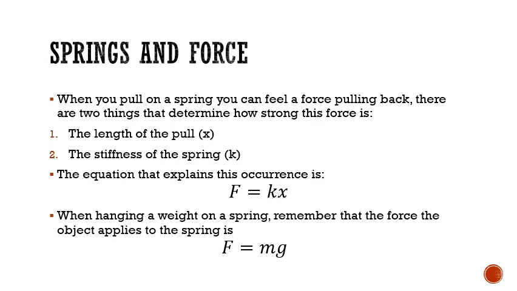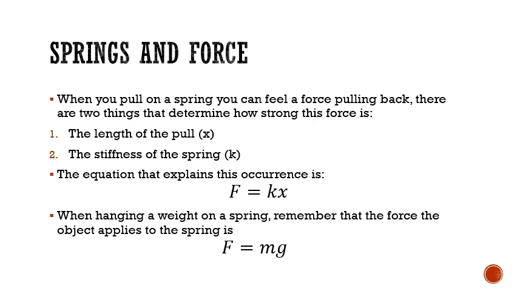Lastly, we're going to look at springs and force. Now, this doesn't really have to do with simple harmonic motion. It more just has to do with the force. But at the same time, since we're covering springs, figure we'd add this in there. So when you pull on a spring, you can feel a force pulling back. There are two things that determine how strong this force is: the length of the pull, which is x, and the stiffness of the spring constant k. The equation that explains this occurrence is F equals kx.